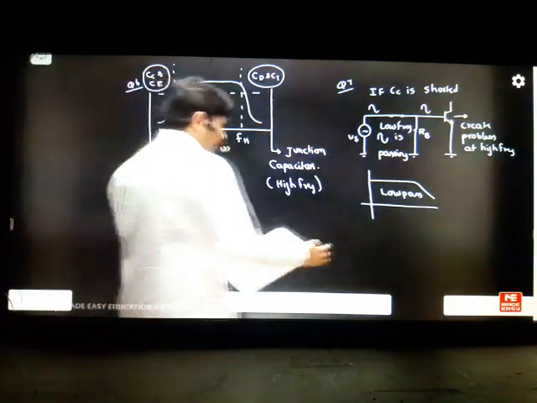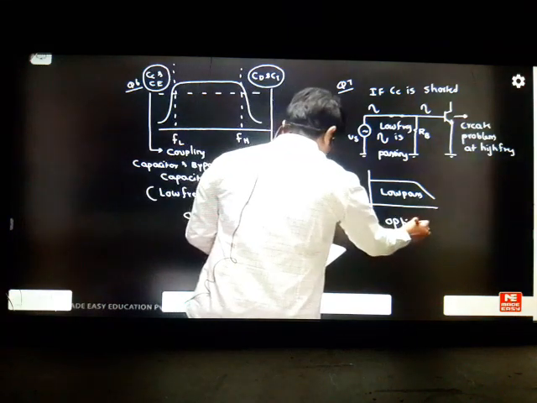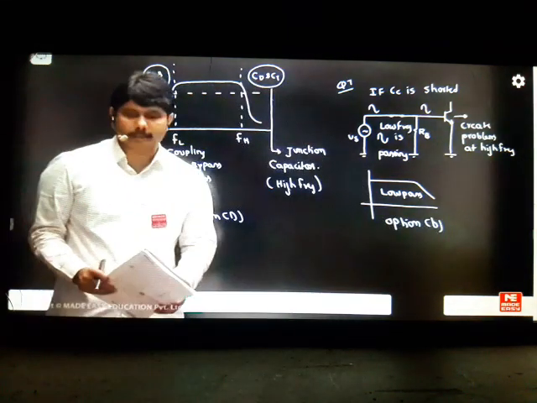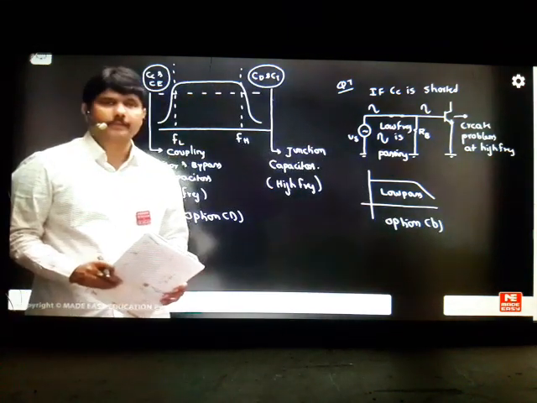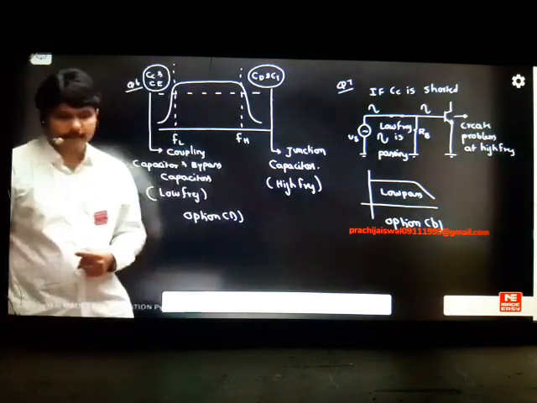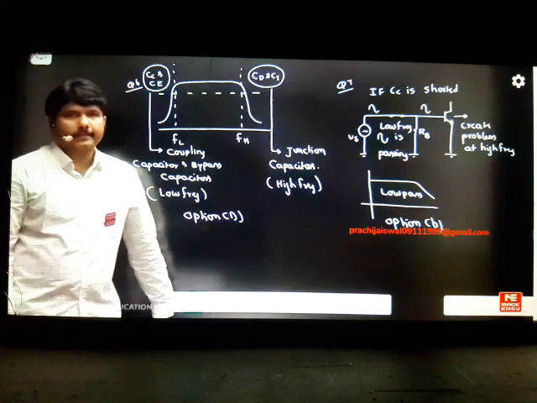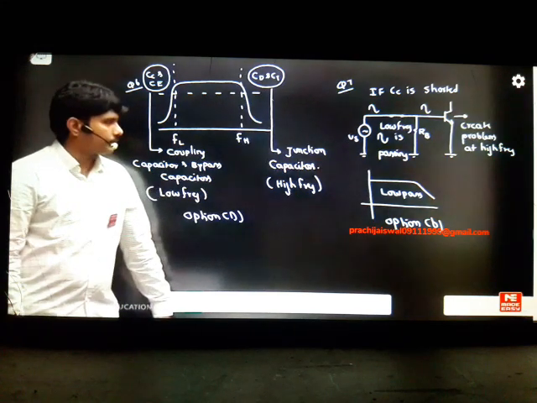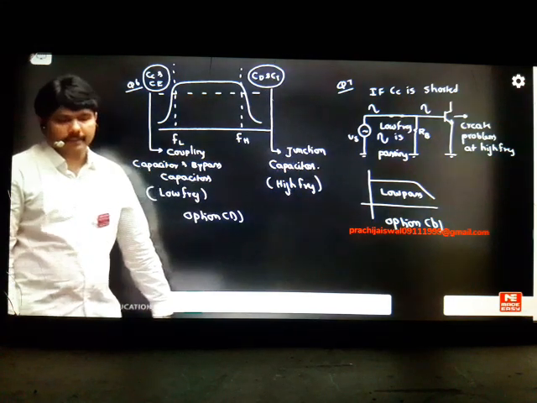So this is the option. You can take this option as option B. So whenever coupling capacitors are being shorted, it will behave like a low pass response. So that is the story of when capacitor is shorted. High frequencies it will create problem. Low frequencies it will not create any problem.